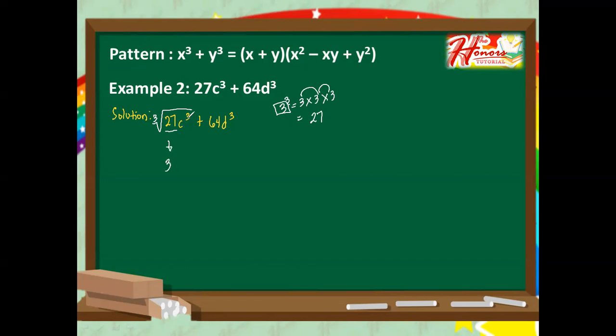And then for c cubed, you have to divide the index and the exponent. So 3 divided by 3, that's 1. So c raised to 1. You have the option if you're going to write c raised to 1 or c only. But my suggestion for you is to use c, because when your exponent is equal to 1, automatically it should be written as c only. Let 1, your exponent, be invisible.